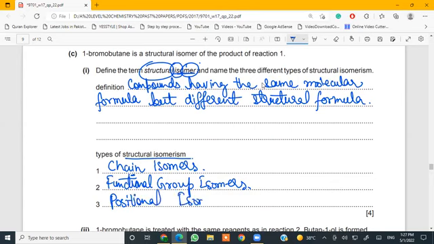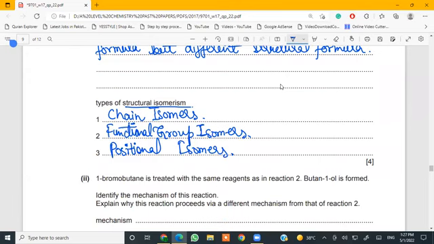In chain isomers, it's the carbon skeleton that's different. In functional group isomers, it's the entire functional group that is different. And in positional isomers, the functional group is the same, but the position of the functional group is different. All right. And in all three cases, the molecular formulas are the same.